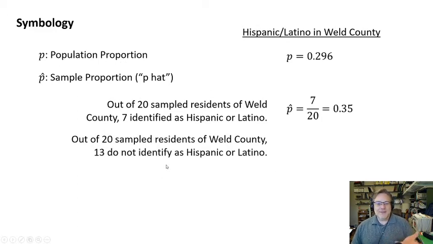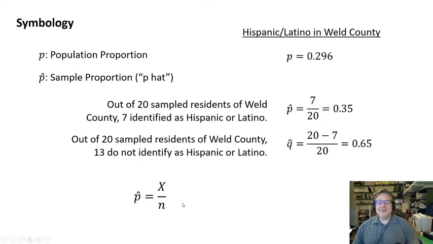We can also describe the complement of p hat, that is sort of the opposite here. Instead of taking a look at the 7 people who identified as Hispanic or Latino, 13 people did not identify as Hispanic or Latino, and so we symbolize that with q hat. So this is the complement of p hat here. Notice that when we do this division, we get 0.65, and these two things should add up to 1. So an easy way to find q hat when you know p hat is to simply subtract p hat from 1, and you'll find out what q hat is.